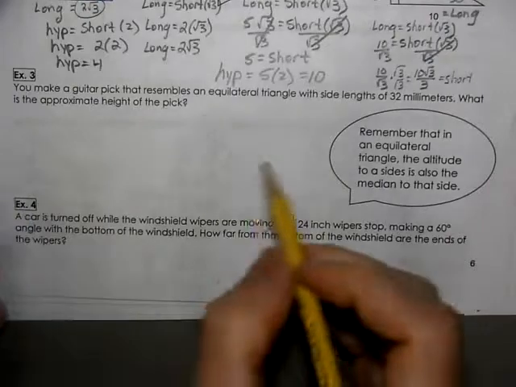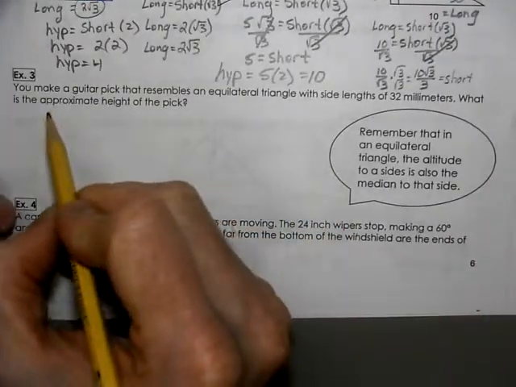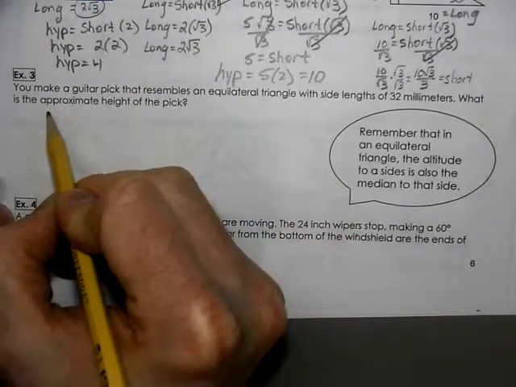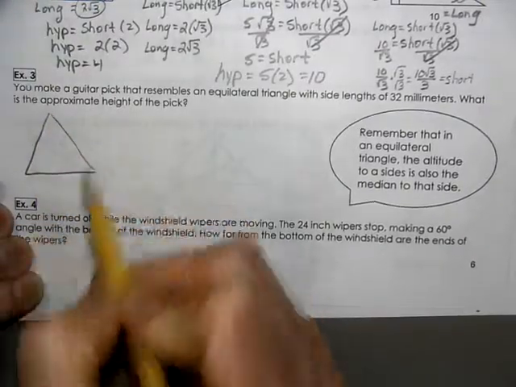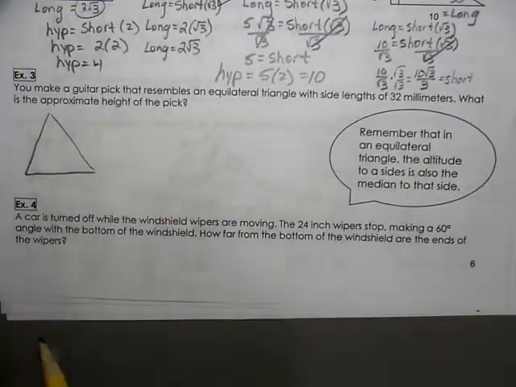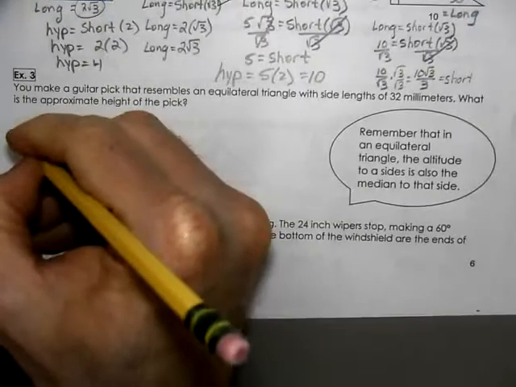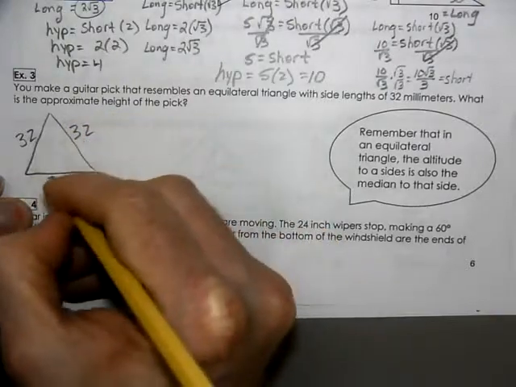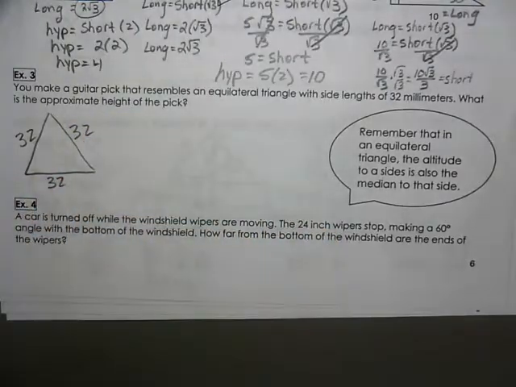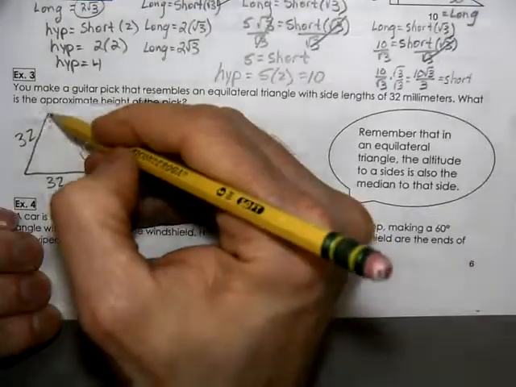And our next question, we're dealing with a guitar pick. Well, a guitar pick is similar to an equilateral triangle. Equilateral triangle has all the same lengths: 32, 32, and 32. These would be in millimeters. So it's kind of 3.2 centimeters. What is the approximate height of our pick?